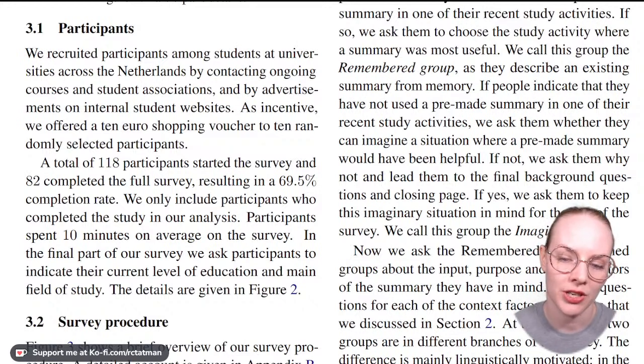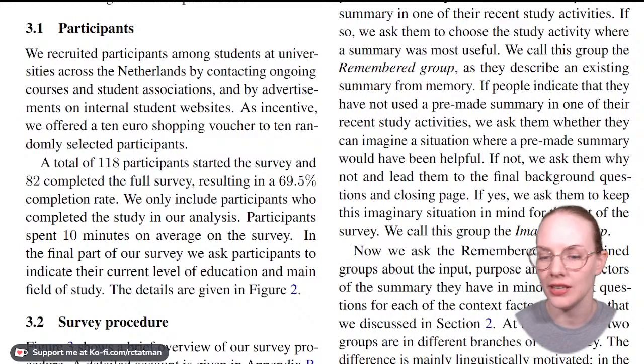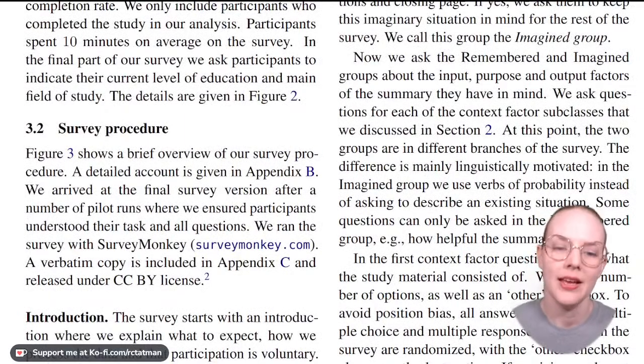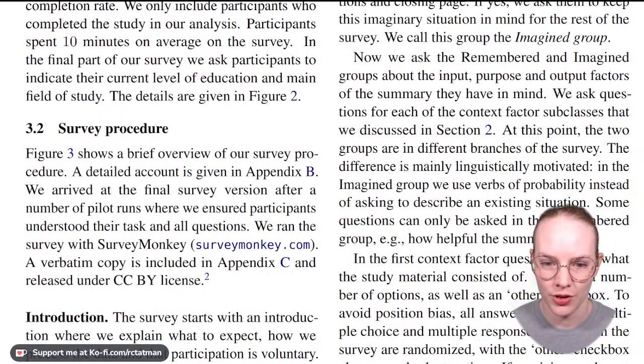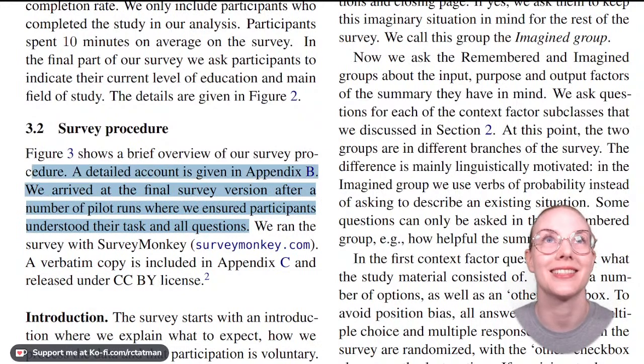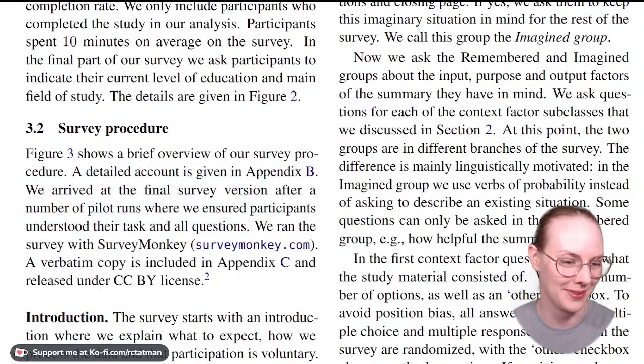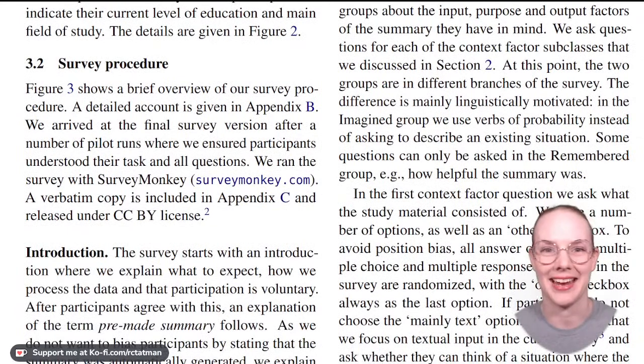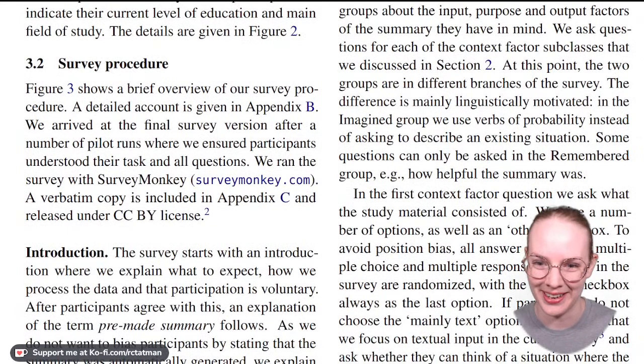In the final part of our survey, we asked participants to indicate their current level of education and main field of study, details given in Figure 2 that we already looked at. Figure 3 shows a brief overview of our study procedure. A detailed account is given in Appendix B. We arrived at the final survey version after a number of pilot runs where we ensured participants understood their task and all the questions. This is very important. You have to pilot surveys. You can't just put them out there and expect them to work. I cannot tell you that strongly enough.